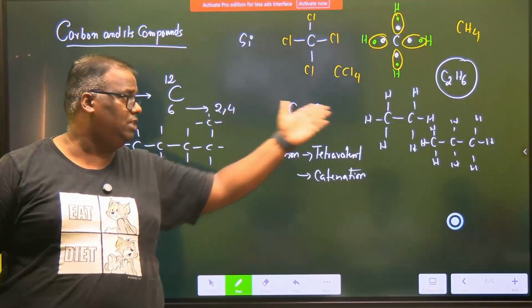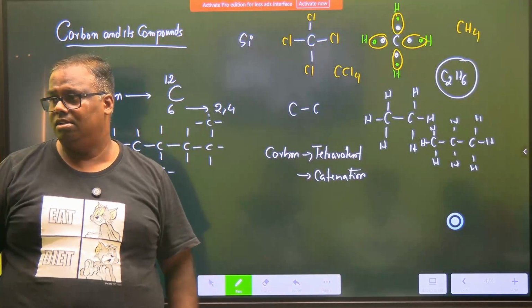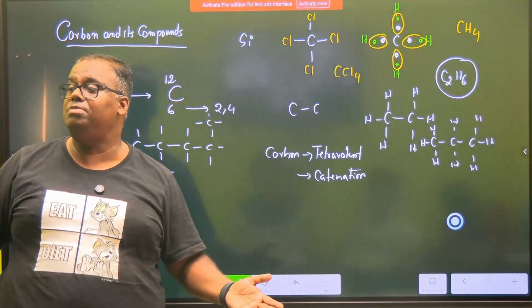Why? Valency satisfy kar raha na arithmetic. Silicon structure is like that. It becomes heavier.